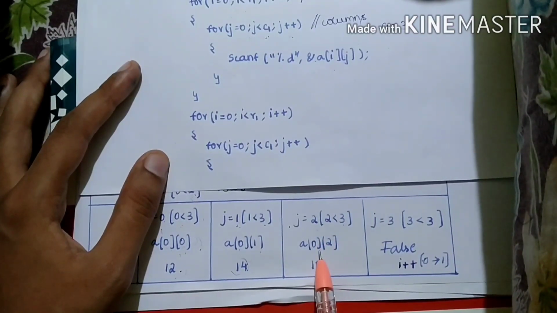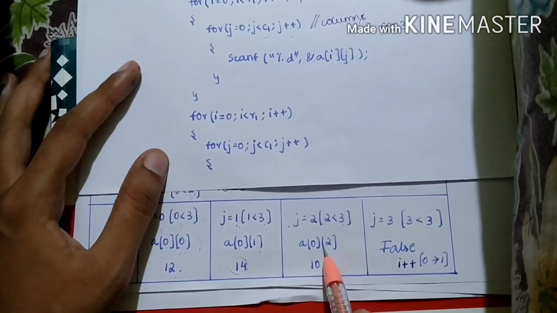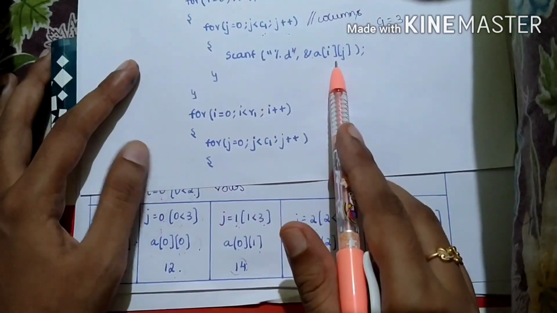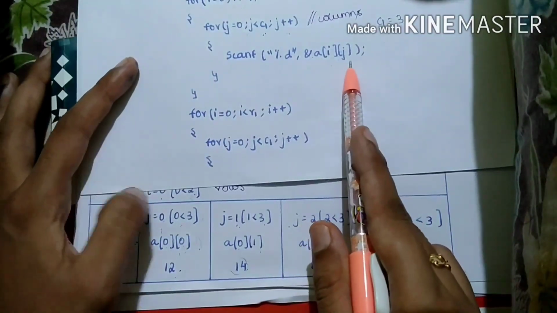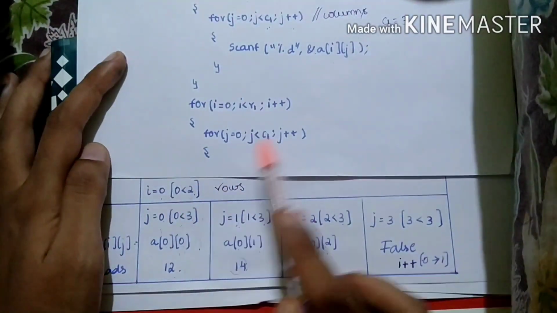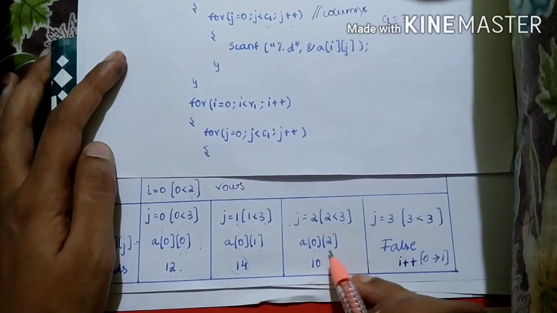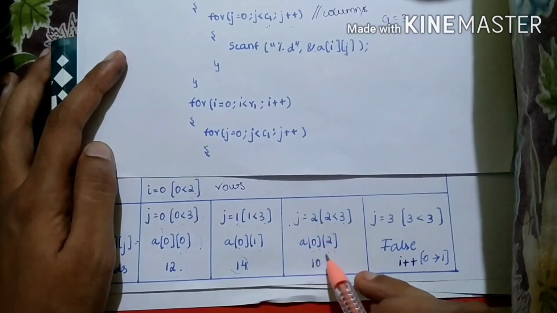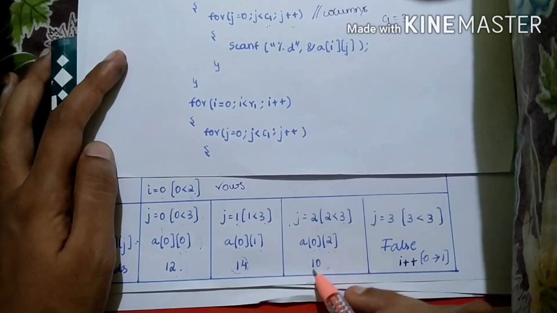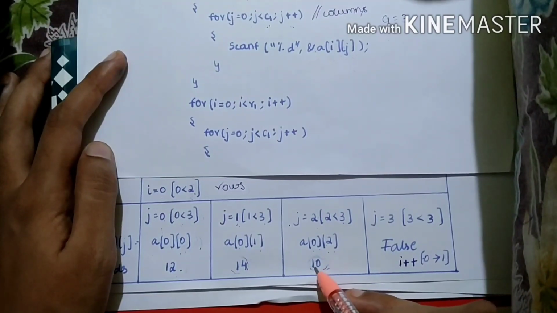So a of 0 of 2, here the value will be entered dynamically again when it comes into the loop. So a of I of j, where I is 0 and j is 2. So a of 0 of 2, in this place, this 10 will be stored. This is the entered dynamic value.